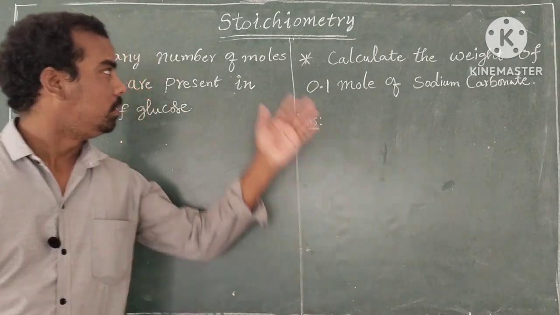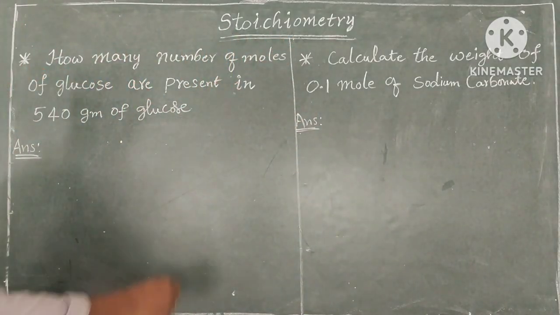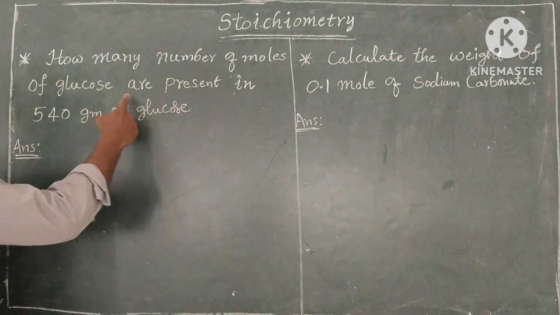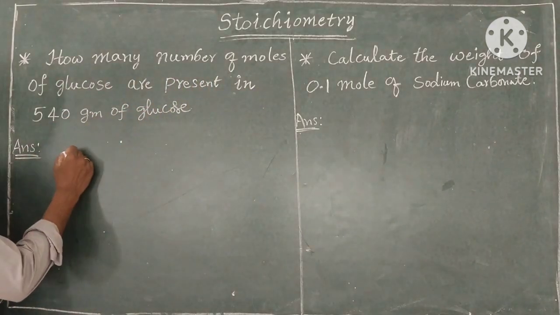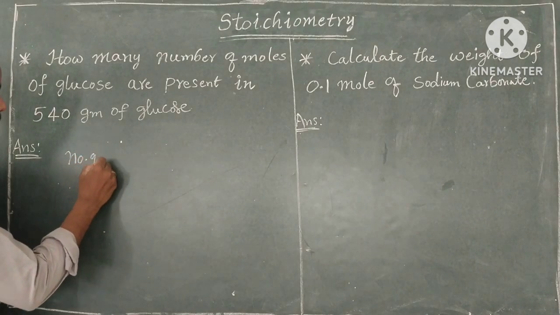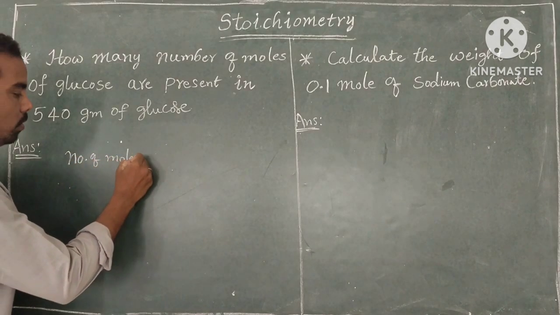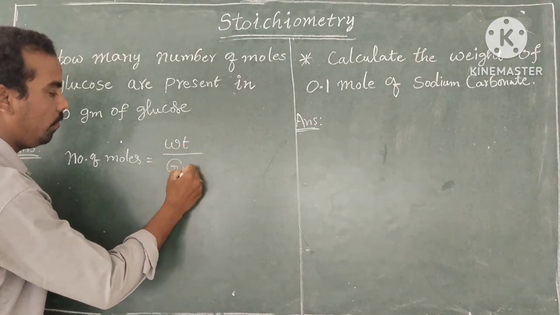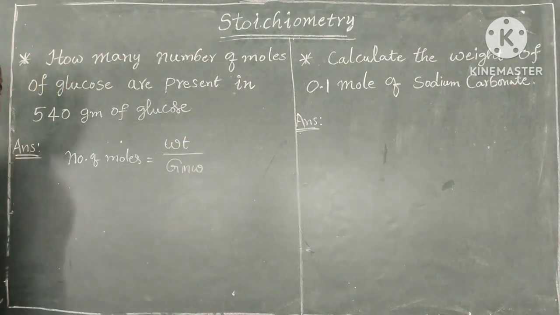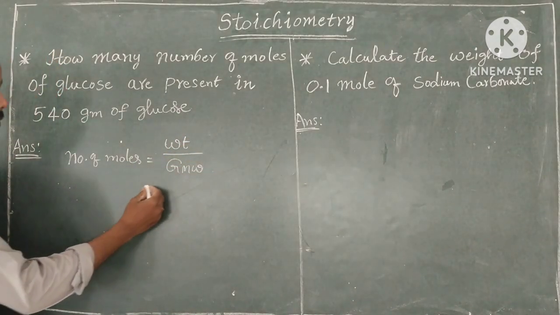Hi dear students, in stoichiometry, 2 marks questions are very important. How many moles of glucose are present in 540 grams of glucose? We know the number of moles formula: number of moles is equal to weight by gram molecular weight. We want the number of moles of glucose.